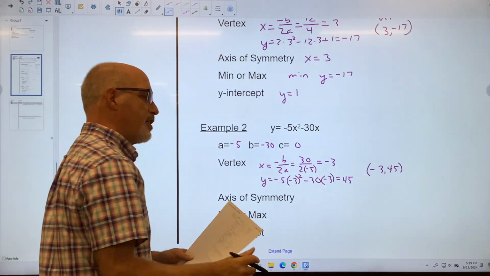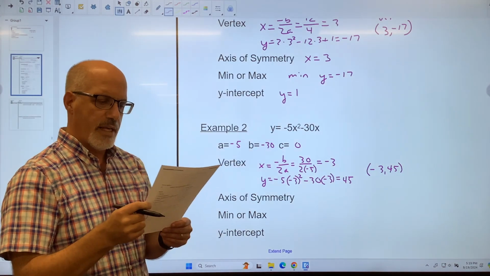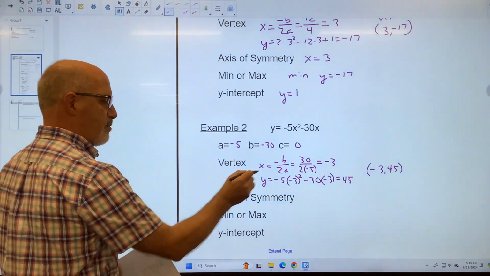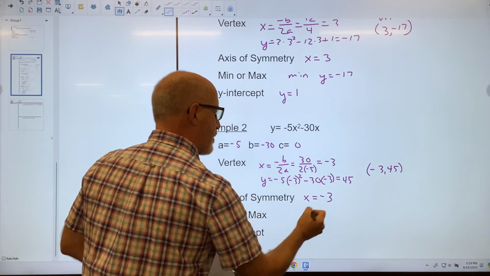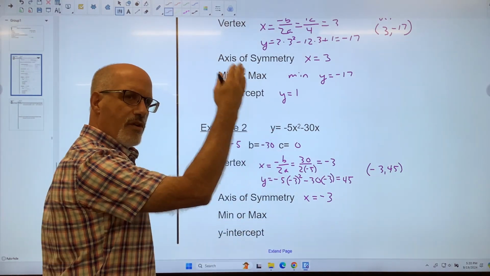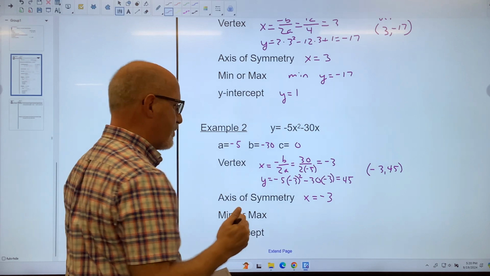I'd have to change my window a little bit to see that one. All right, now axis of symmetry is just the x value at the vertex. So x equals negative 3. That's the vertical line, the folding line that goes through the vertex.